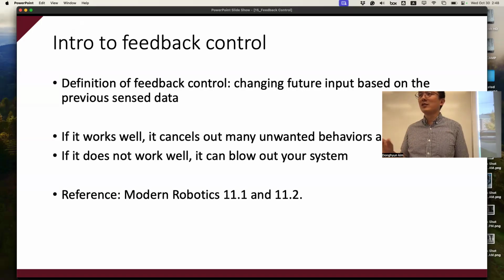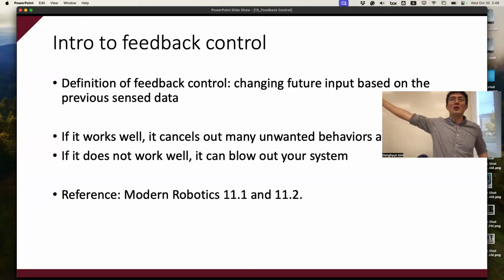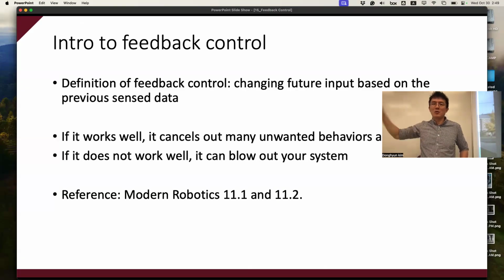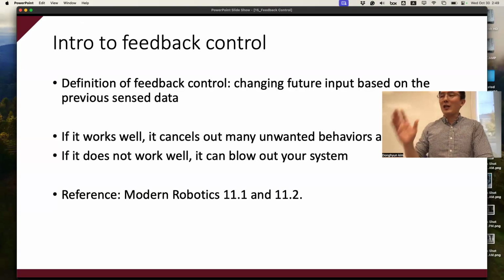If it doesn't work, you cannot bring the system to the state you want. And it can be even worse. The worst means the system can blow up. I think you've seen what happens when your robotic arm becomes singular but you try to solve the inverse kinematics, right? You see the robot vibrating all around, and then eventually blow up. So that kind of thing can happen.